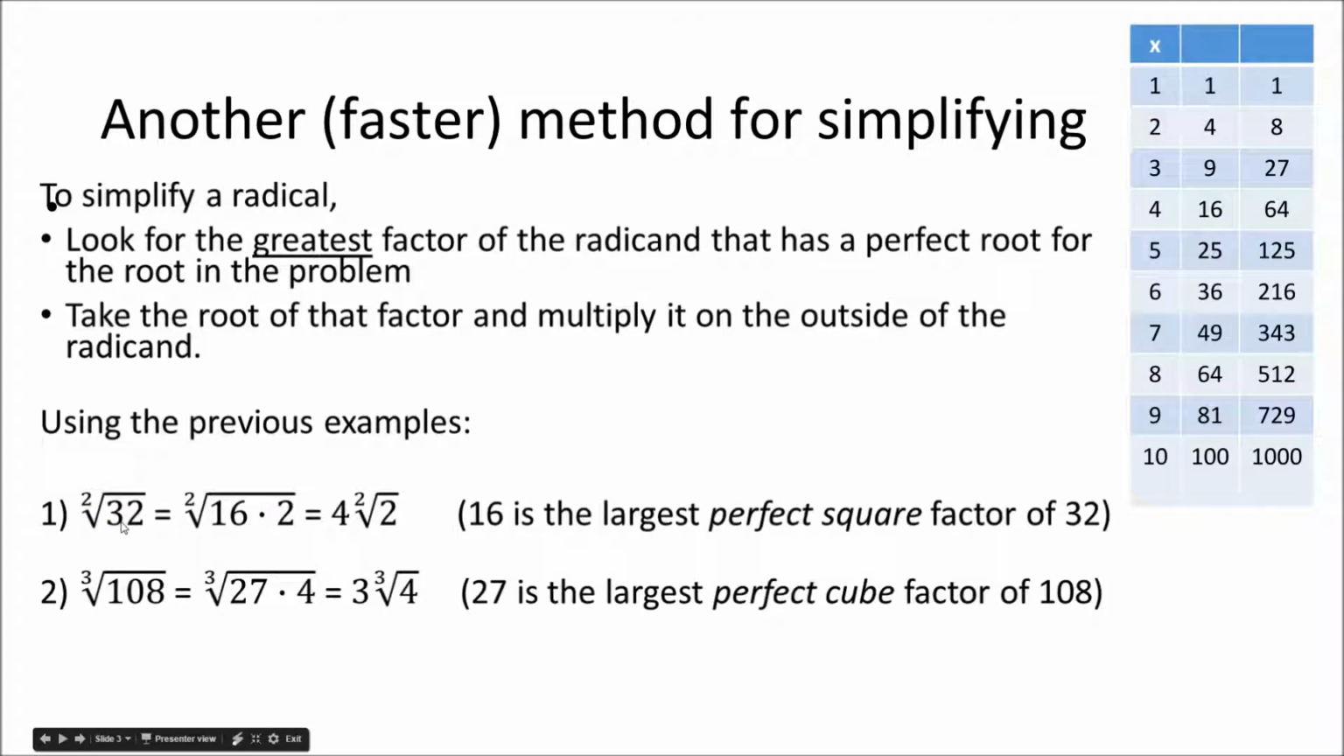Is 32 what we call a perfect square? Meaning, is there some integer, some whole number that I can multiply by itself that will give me 32? There's not one, right? Like 5 squared is 25 and 6 squared is 36. This is in between the two. So there's no whole number I can square to get 32. So then the next question I ask is, is there a factor of 32 which is a perfect square?